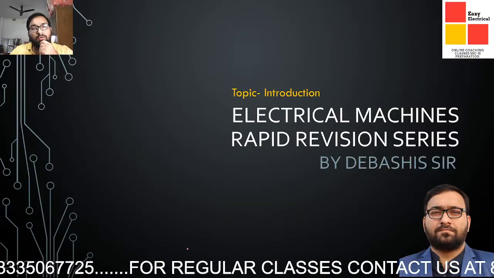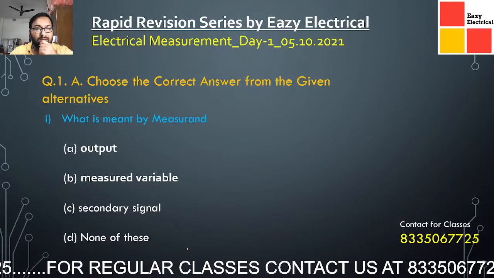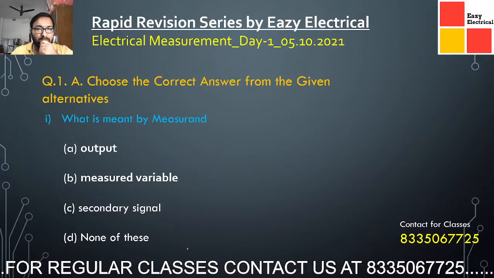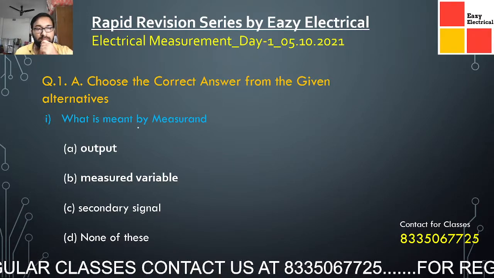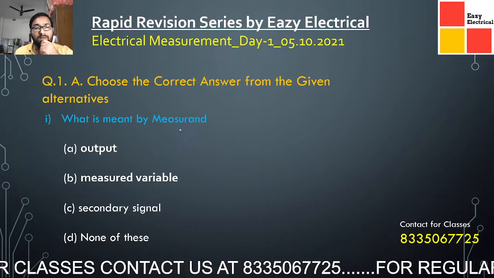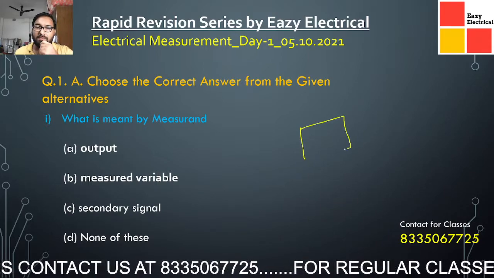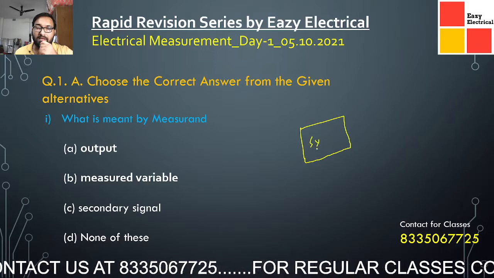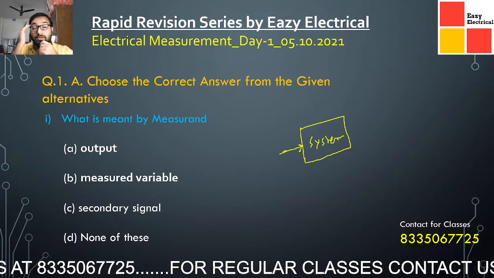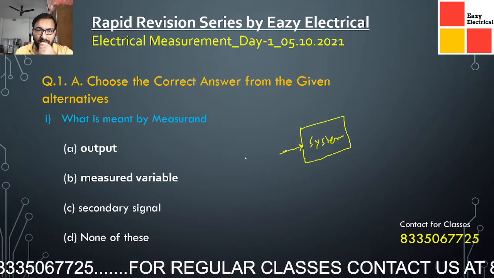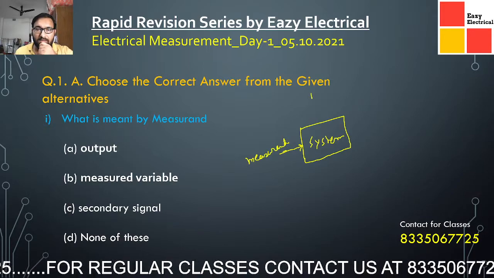Now coming to today's class, we are doing the electrical measurement part, and the first question that I have taken here is: what is meant by the measurand? Suppose I take an electrical measurement system, and if there is an input, that input is what we call the measurand. And that measurand is compared with what?